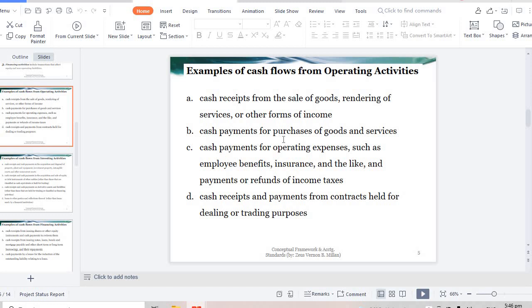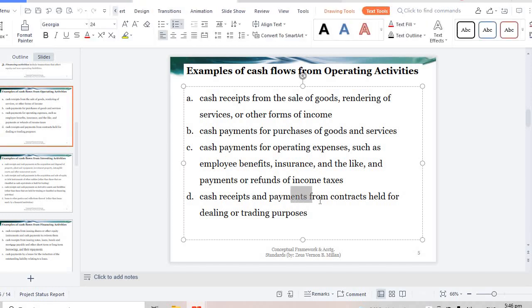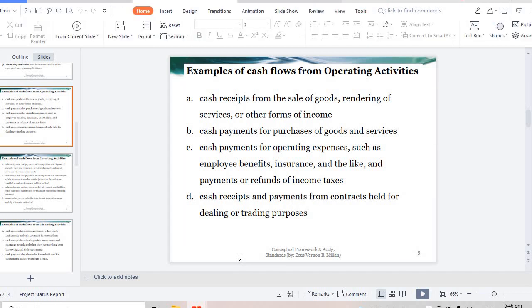Now, cash payments for purchase of goods and services, cash payments for operating expenses such as employee benefits, insurance, and the like, and payments or refunds of income taxes, and cash receipts and payments from contracts held for dealings or trading purposes. So notice the words used: cash receipts, cash payments. As you can see, this involves cash. Because as you can see in the statement of cash flows, your ending cash balance in the statement of cash flows is the same as your cash balance in the balance sheet, or the statement of financial position. So it should be the same.